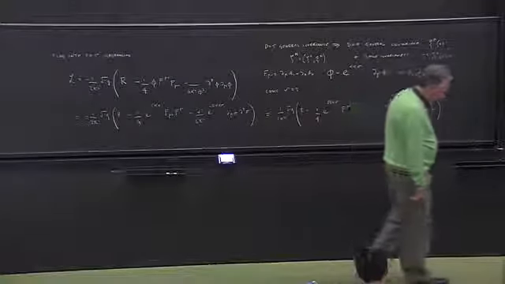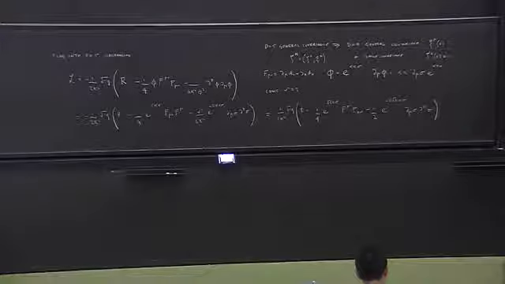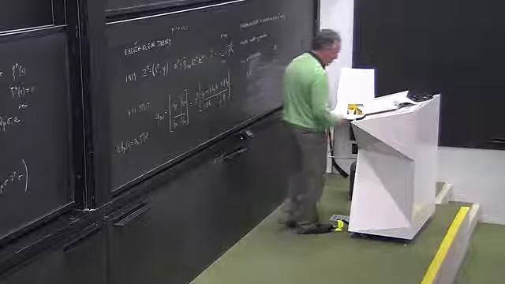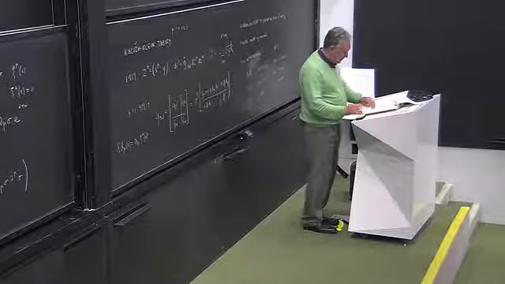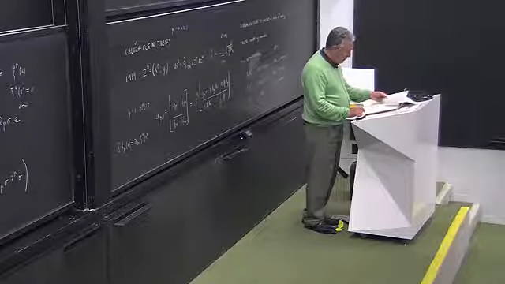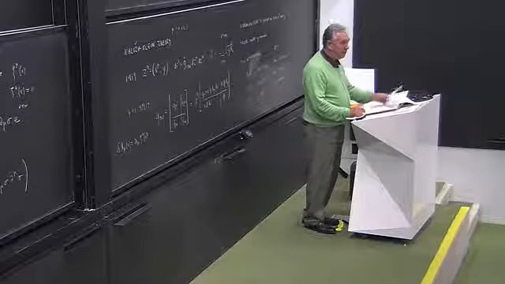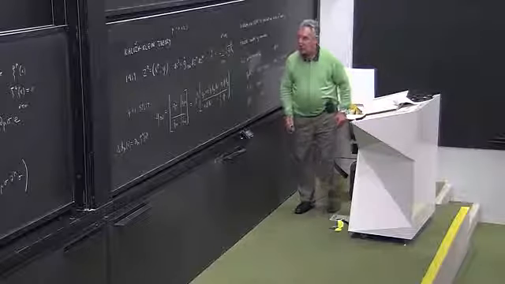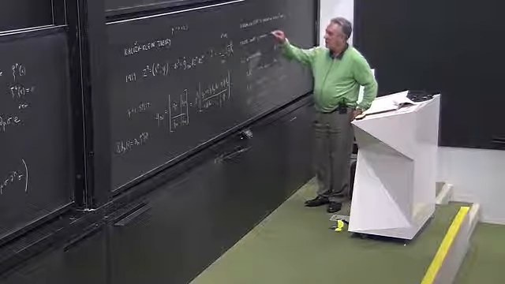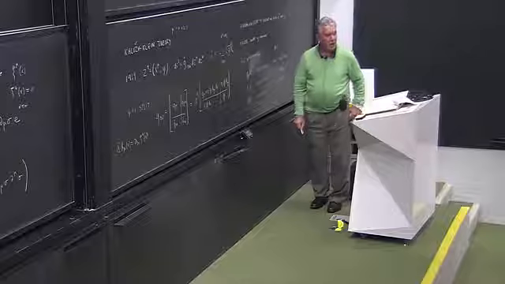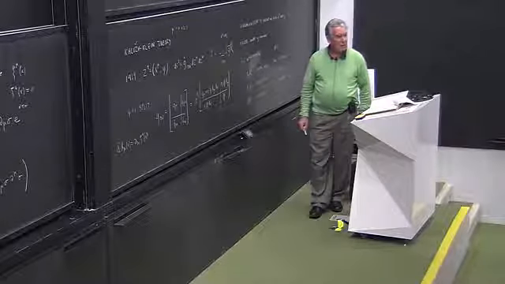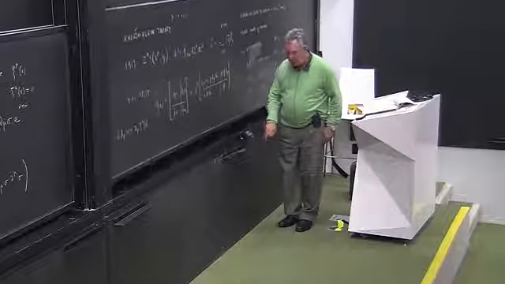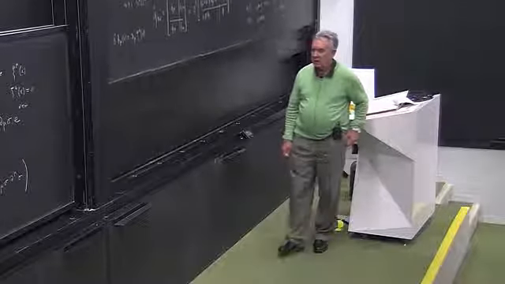Now, there are a couple of objections one could raise at this point. First is, if there's really a fifth dimension, which people raised at the time, why haven't we seen it? And another question is, this seems rather ad hoc on the assumption. And these problems were addressed by Oscar Klein.